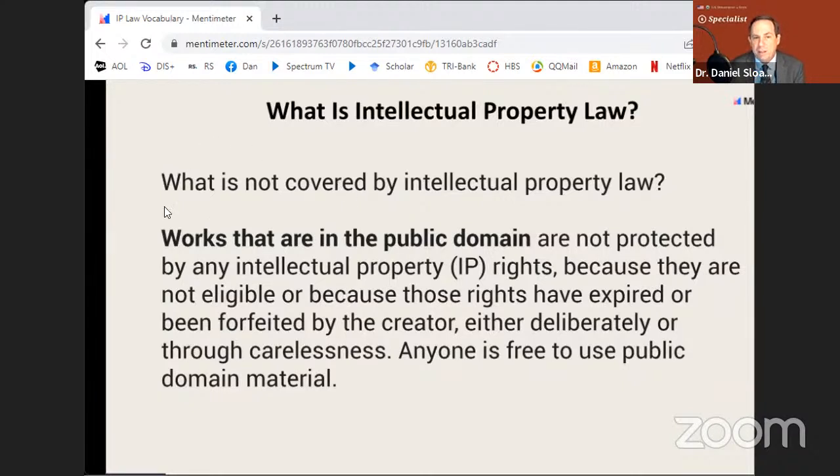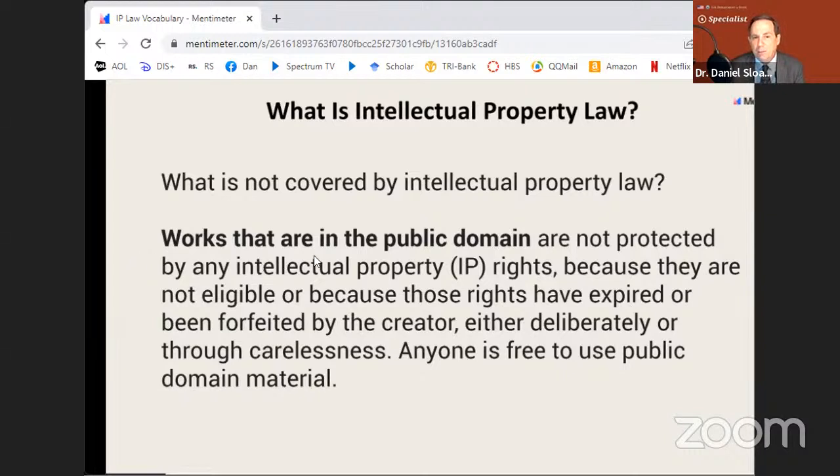Now, all of this is based on American law. US law is what I started off introducing this session with, and that's where I took it from. We will also have a few things that come from international conventions. So, which is not covered by intellectual property law?